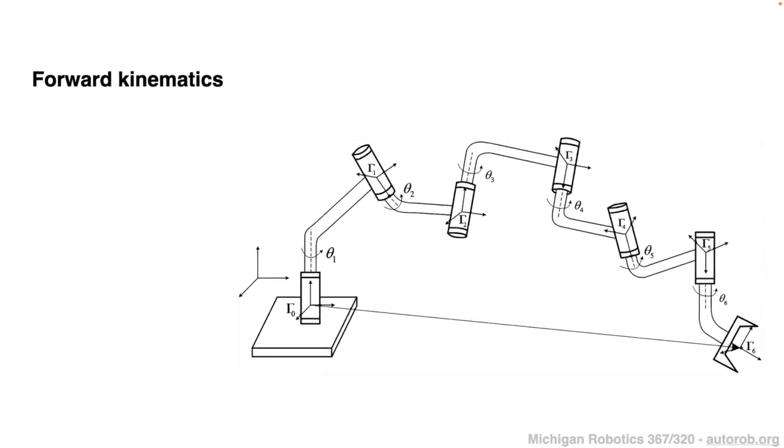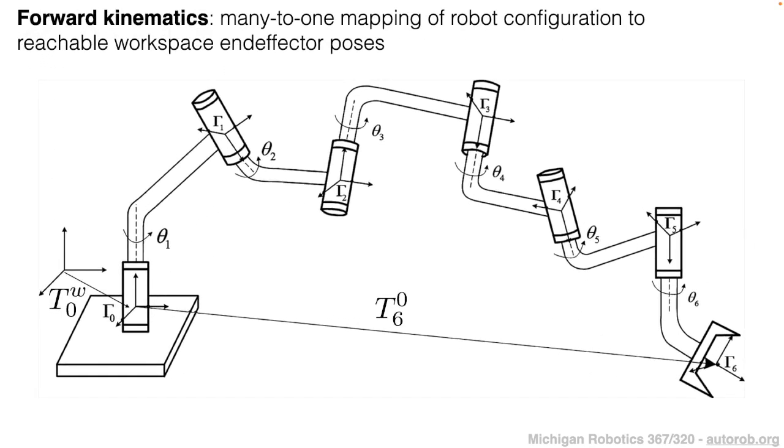Forward kinematics itself, we can think of as a many-to-one mapping that maps the robot configuration to some reachable workspace of the end effector pose. Another way of saying that is that for one particular pose within the workspace, there might be many robot configurations that can reach that particular pose. So that's one useful thing to keep in mind.